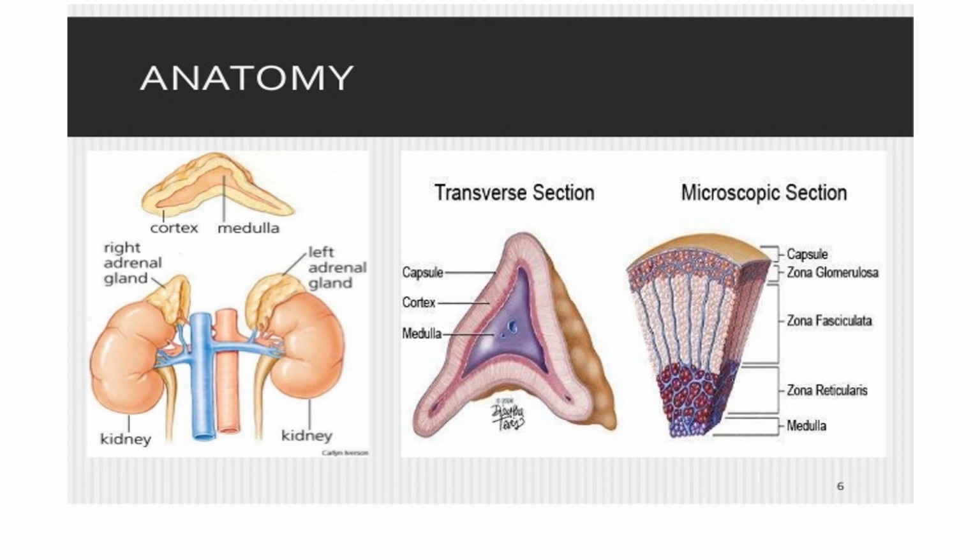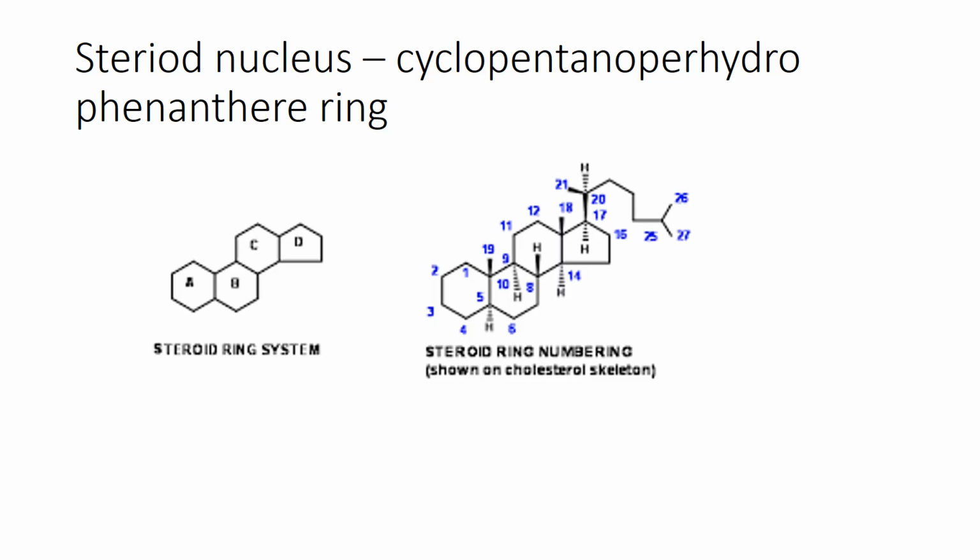I hope you got that. Now, before going into the synthesis of corticosteroids, let me tell you the structure of a steroid nucleus, or what a corticosteroid contains. What is the chemical structure of a steroid or corticosteroid? This ABCD structure is known as the steroid nucleus, or the cyclopentanoperhydrophenanthrene ring. This is the basic ring structure present in most of the steroid hormones.